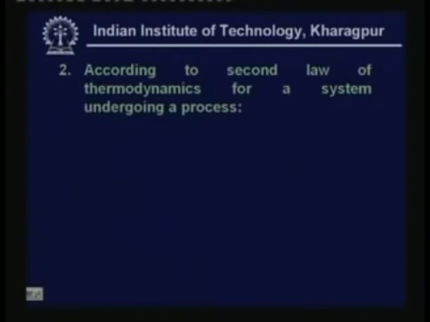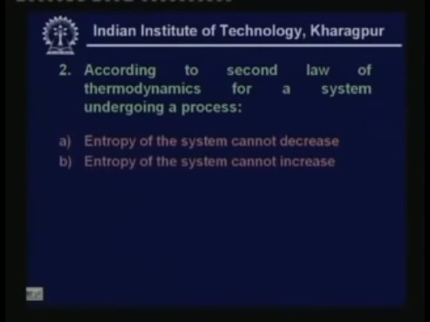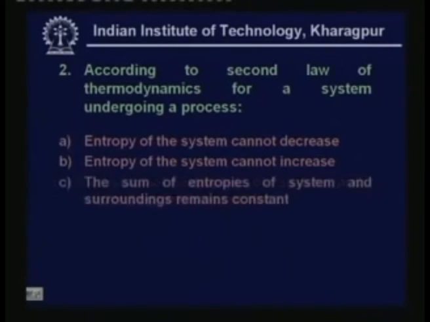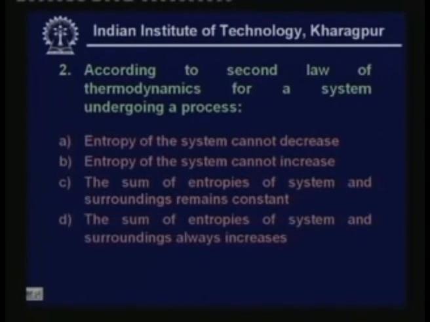The second question is, according to the second law of thermodynamics for a system undergoing a process: A, entropy of the system cannot decrease; B, entropy of the system cannot increase; C, the sum of entropies of system and surroundings remains constant; and D, the sum of entropies of system and surroundings always increases.